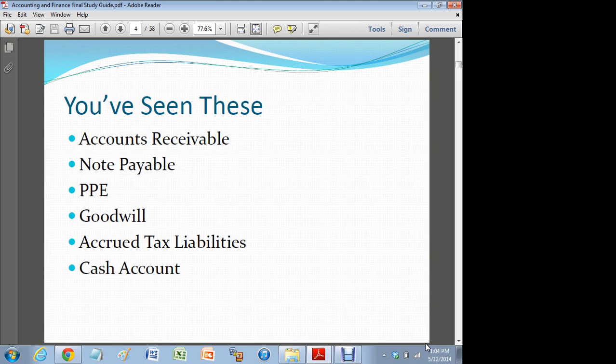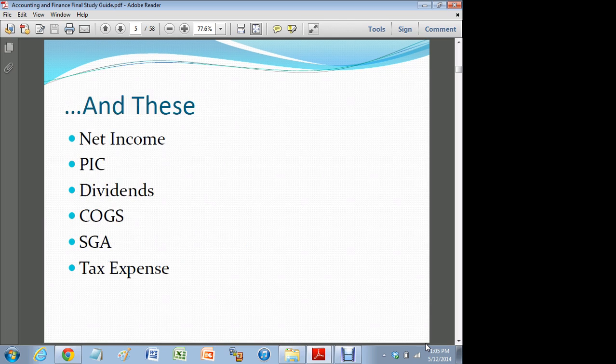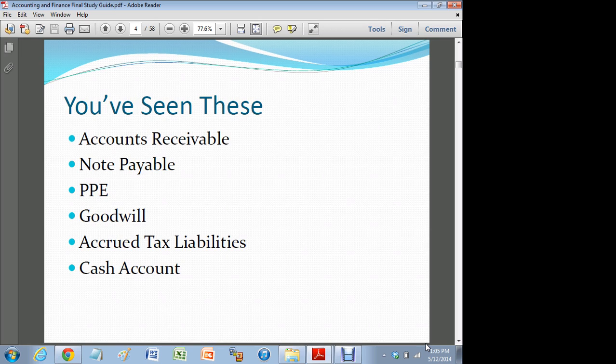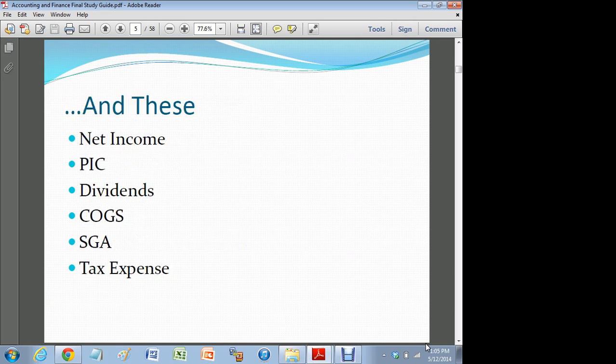So here's a quick thinking example. Hopefully everything on this page you'll recognize, and hopefully everything on this page you'll recognize as well. You've seen them in examples, worked with them, calculated them, and so forth. But here's the question: what's the difference between the terms on this page and the terms on this page?